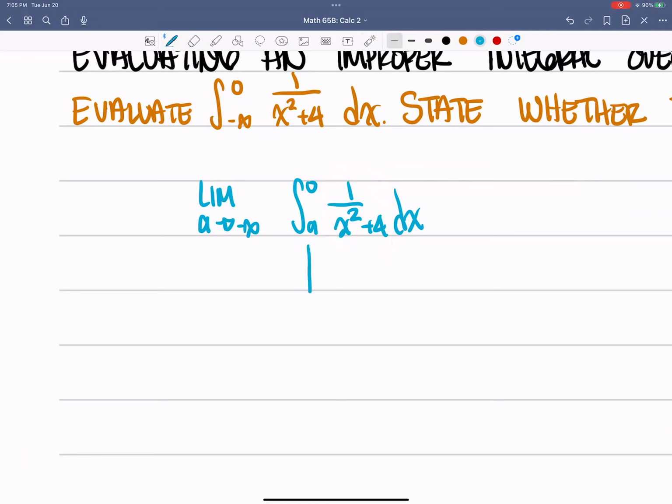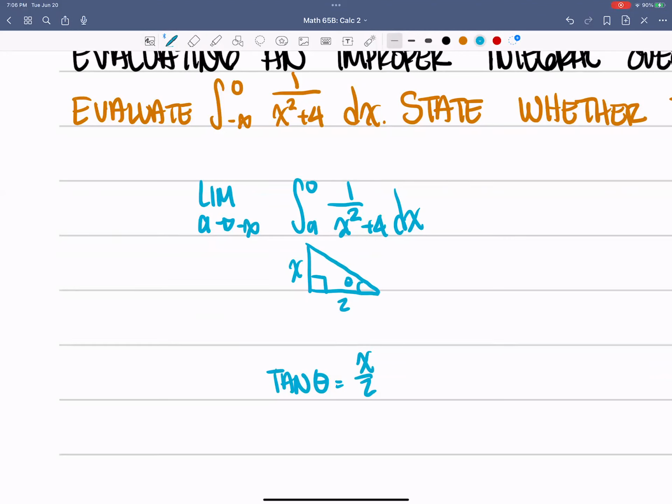Let's do a reference triangle. I know that this is going to end up being tangent because we don't have any square roots. Tangent is opposite over adjacent, so that's going to be x, and this is going to be the square root of 4, which is 2. We'll call this theta. So tangent theta is equal to x over 2, which means that x is equal to 2 tangent theta.